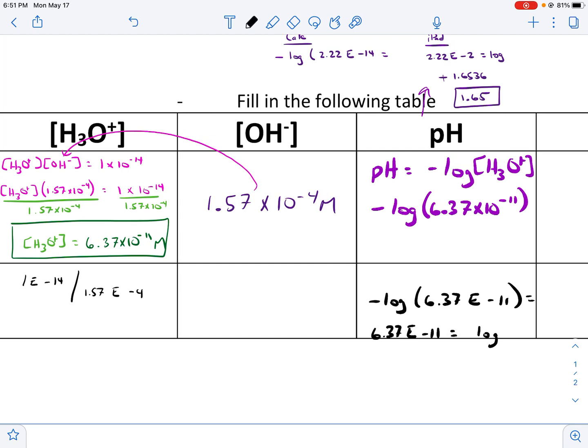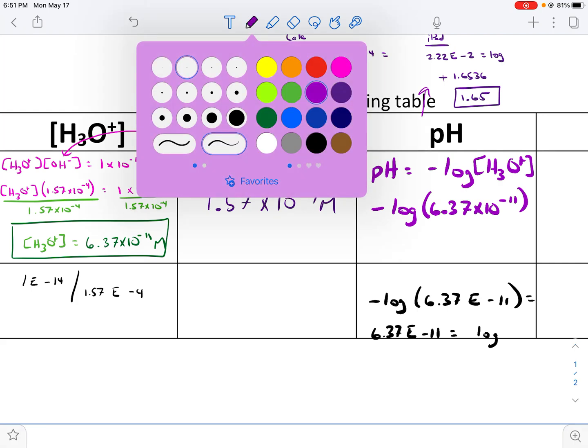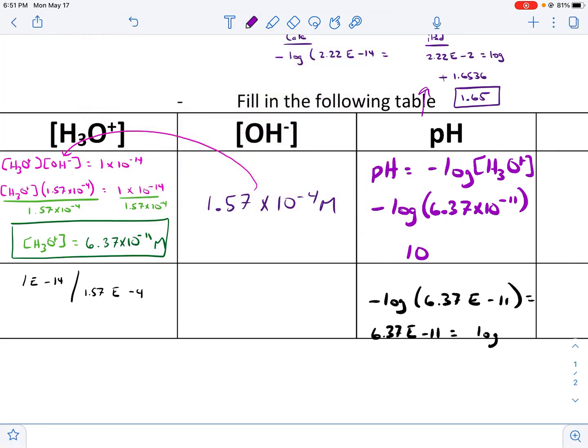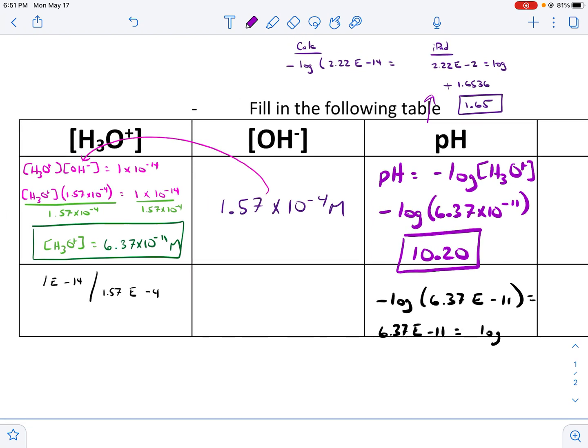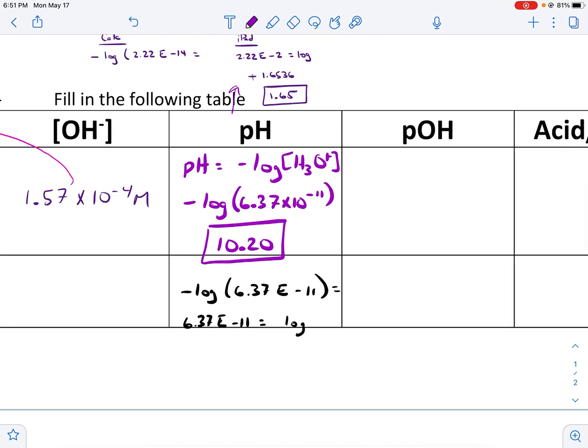Let's go ahead and plug that in. Negative log of 6.37 times 10 to the negative 11. And we should come up with 10.20 with 2 decimals there. And remember, pH and POH have no label. Okay, awesome. We should get 10.20. Okay, let's move on, and let's now check POH.